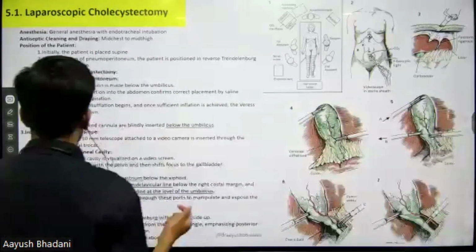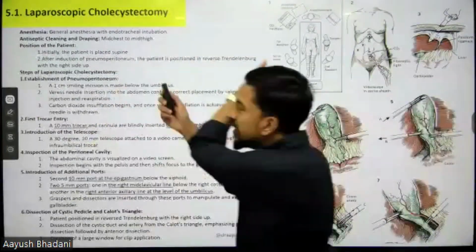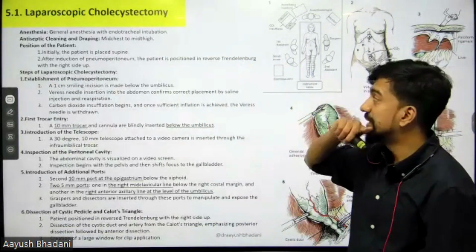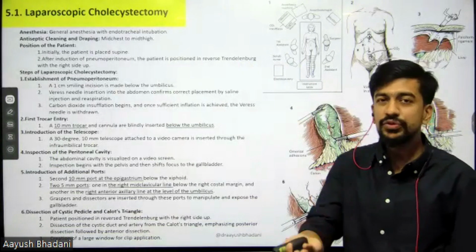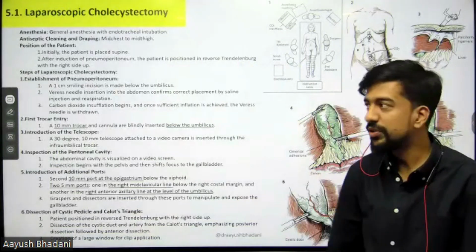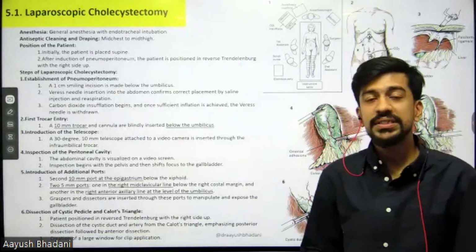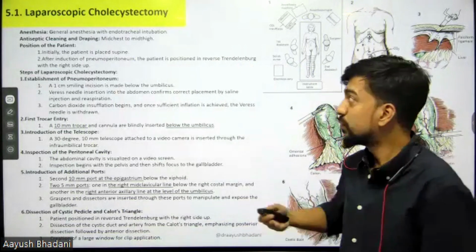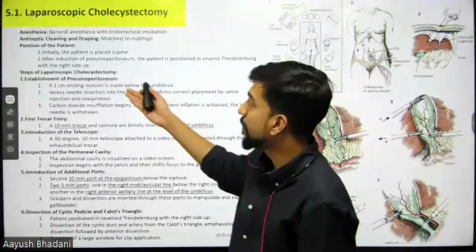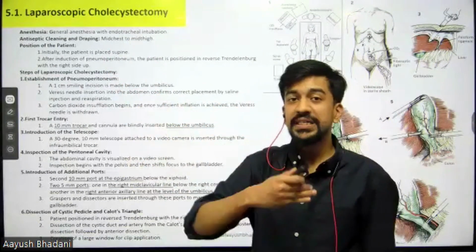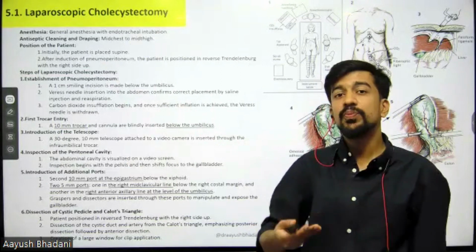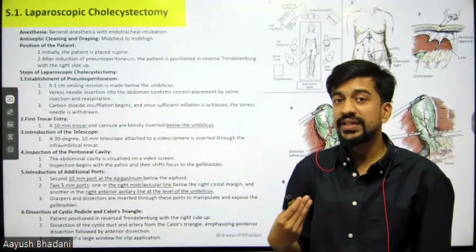We'll just go back and revise the steps. So the patient will be under GA. We'll have an antiseptic cleaning from mid-chest to mid-thigh. Whatever laparoscopies you do, usually start from the mid-chest up to the mid-thigh. Why? Again, because there's a high risk of conversion to an open cholecystectomy. So you need to understand what incisions you're going to give. Initially, the patient is supine, but after you have put in all the ports, that is when you put the patient in a reverse Trendelenburg with right side up.